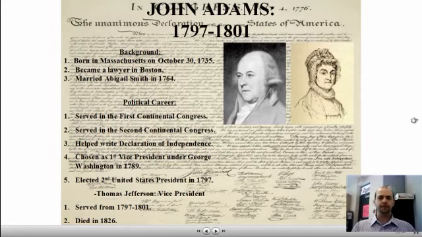His political career was illustrious, meaning that it was very, very important, very proud. He served in the First Continental Congress. He served in the Second Continental Congress. He helped to write the Declaration of Independence that created our country. He was chosen as the first vice president under George Washington, and he was elected as the second president of the United States, with Thomas Jefferson being his vice president. And he eventually died in 1826 on the 4th of July.